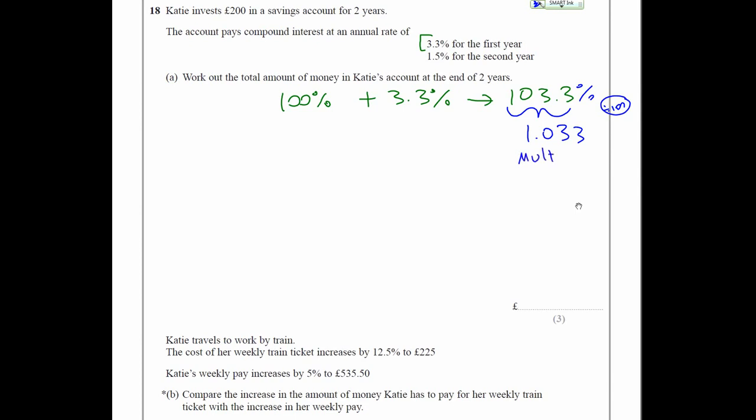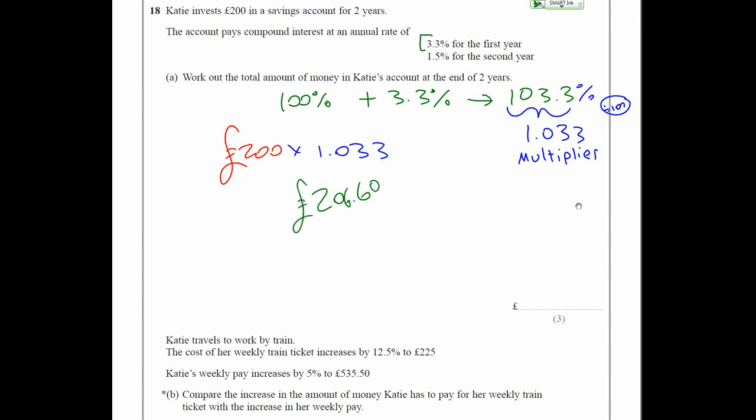Okay. So let's start with our original amount. Original amount was 200 times by our magic multiplier. 200 times by 1.033, and you get 206.6, £206.60 basically. That's like your new amount.